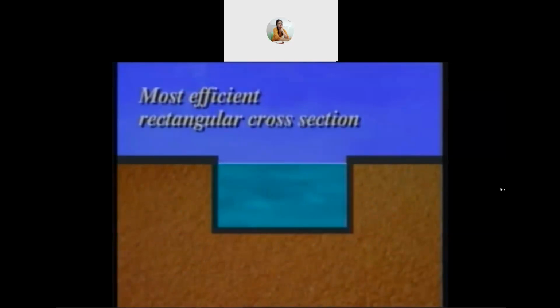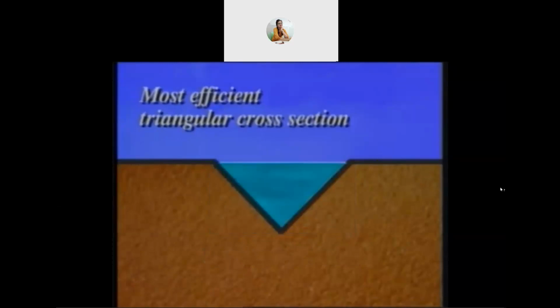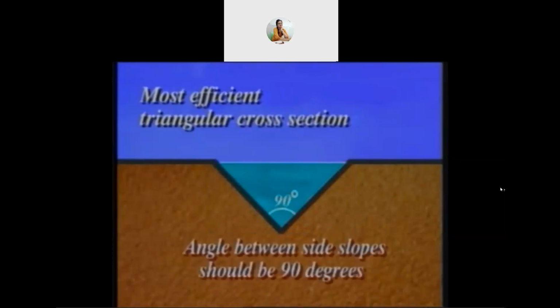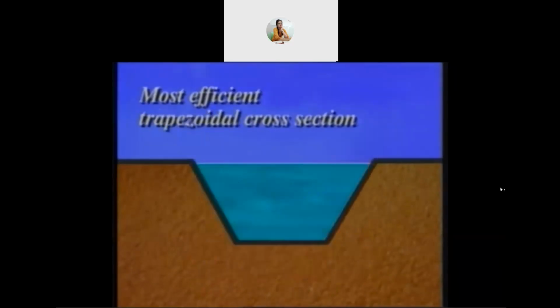However, if the rectangular cross section is chosen, it will be half of a square, that is, the depth equal to half of the width to make it the most efficient cross section. If the cross section chosen is triangular, the angle between the side slopes should be 90 degrees. But in practice, trapezoidal sections are mostly used to carry large discharges. Half of the hexagon is the efficient cross section in this category.